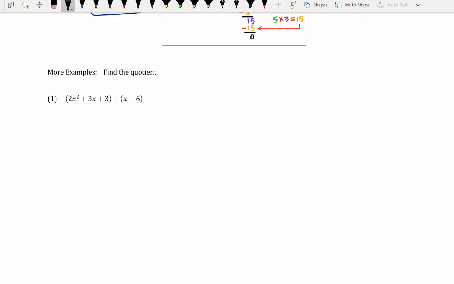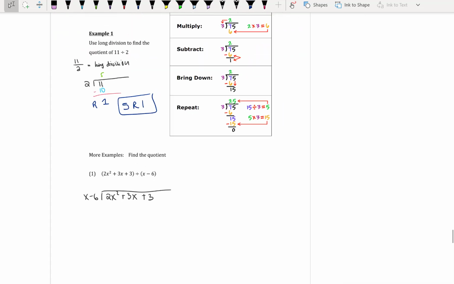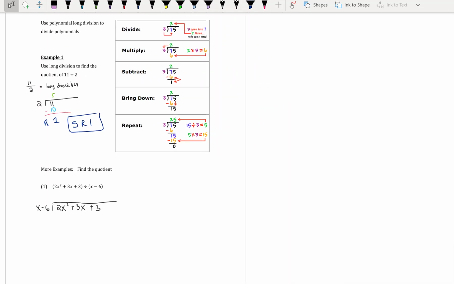So here, my denominator is x minus 6, so that's going to go out in front. And on the inside, I'm going to have 2x squared plus 3x plus 3. So just like we did before, we are going to divide. So how many times does x go into 2x squared? Well, x times 2x is 2x squared.